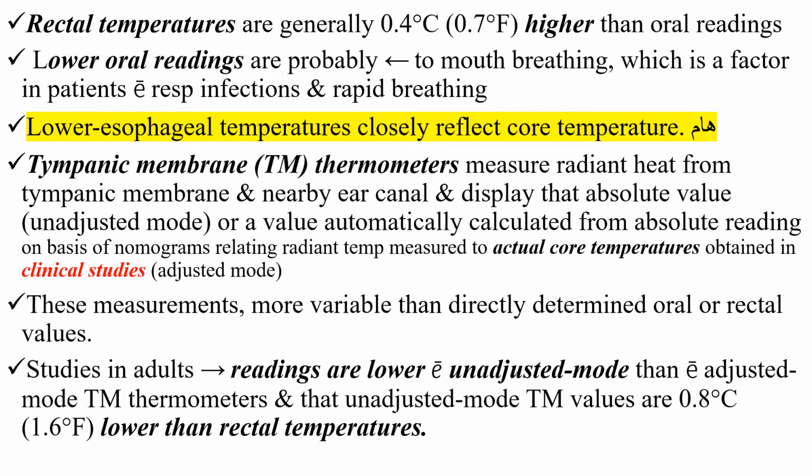Rectal temperatures are generally about 0.4 degrees centigrade higher than oral readings. Lower oral readings are probably due to mouth breathing, which is a factor in patients with respiratory infections and rapid breathing. Lower esophageal temperatures closely reflect core temperature.